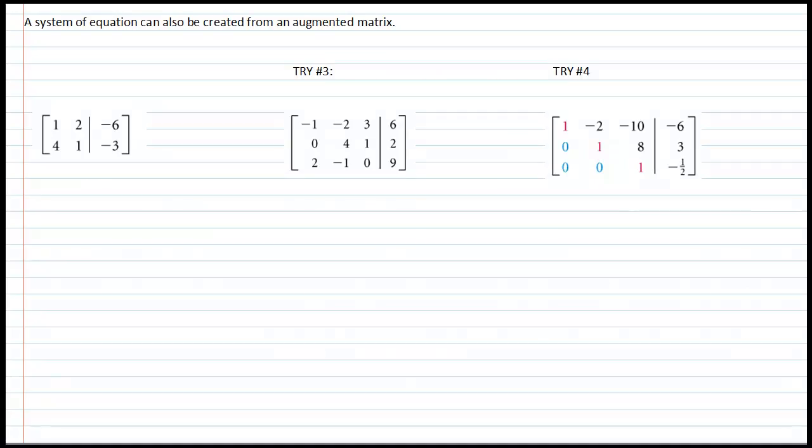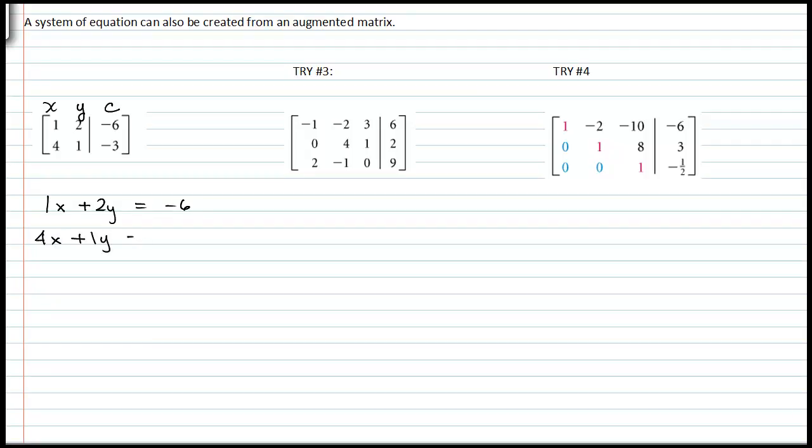Now we should be able to take an augmented matrix and write it back into a system. We're going to use the variables x, y, and z. So in the first problem, where I have a matrix of 1, 2, and negative 6, 4, 1, and negative 3, the first column is always going to represent my x, the second column is always going to represent my y, and the last column is always your constant. So here I have 1x plus 2y is equal to negative 6.